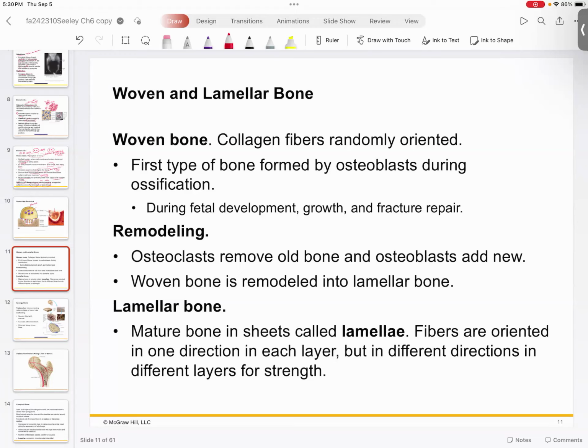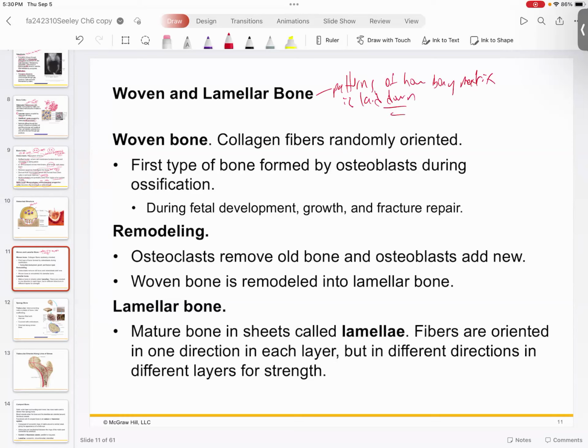Typically speaking, when you take a look at different types of bone, this is just basically patterns of how bony matrix is laid down.